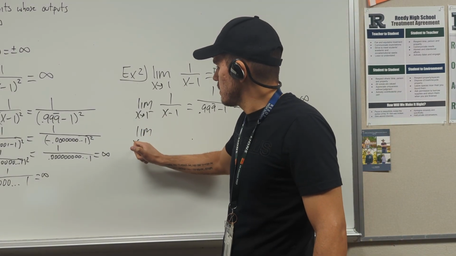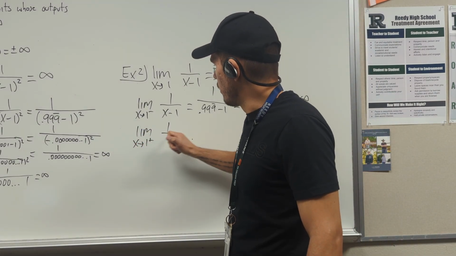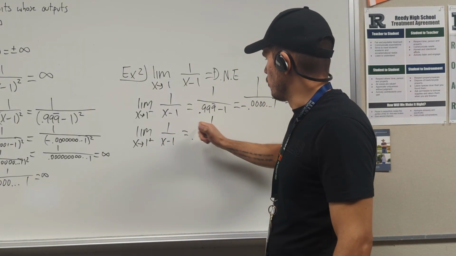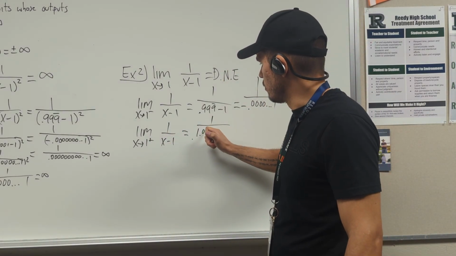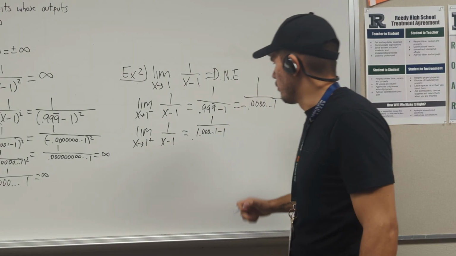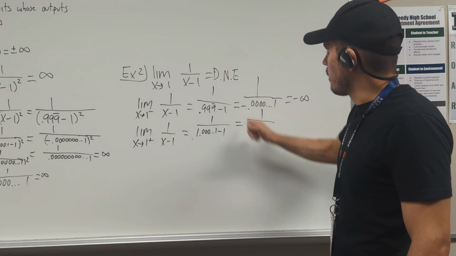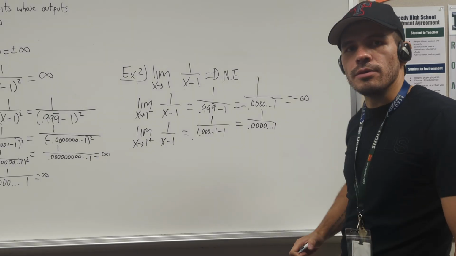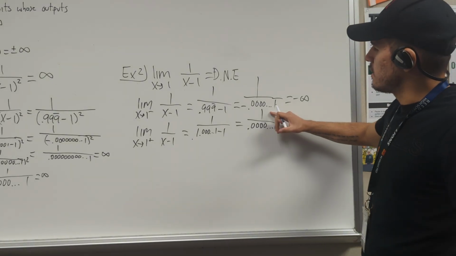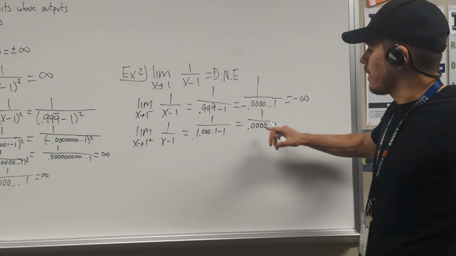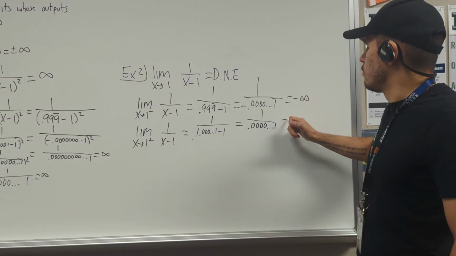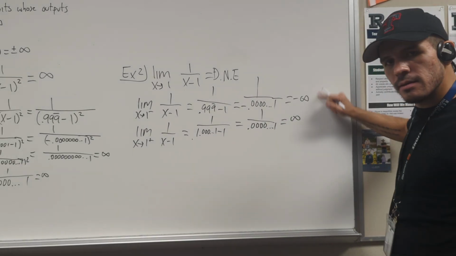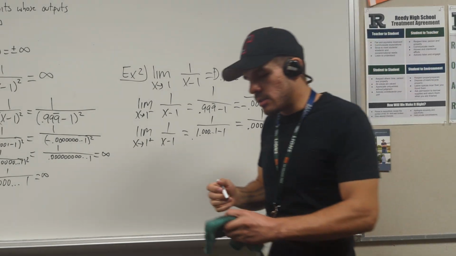Limit as x approaches 1 from the right side of 1 over x minus 1. I'm going to choose 1.0001, so I'll do 1 over 1.000, lots of zeros with a 1, take 1 away. That will result in a positive 0.000 with lots of zeros and then a 1. Positive divided by positive creates a positive. The fact that this is very tiny means it is going to go towards positive infinity. Therefore, because they are opposing, the answer is that the limit does not exist.